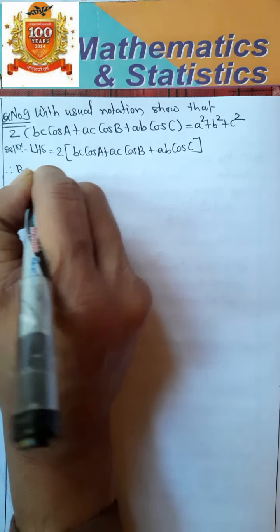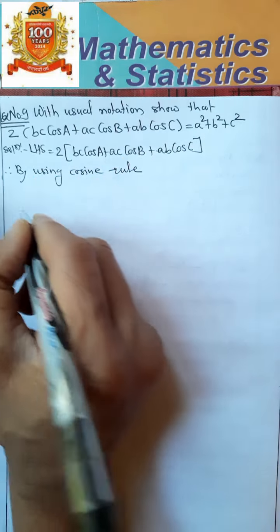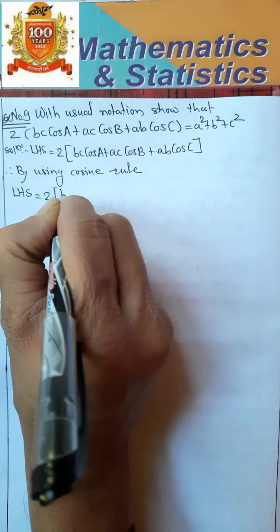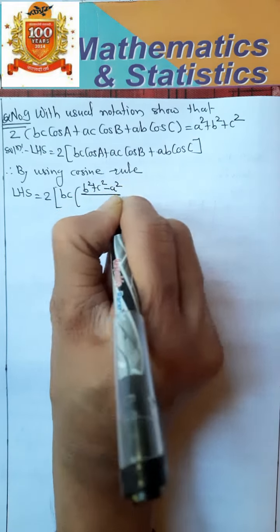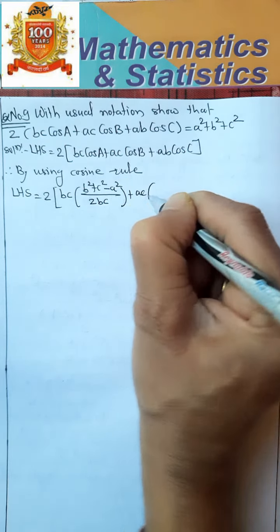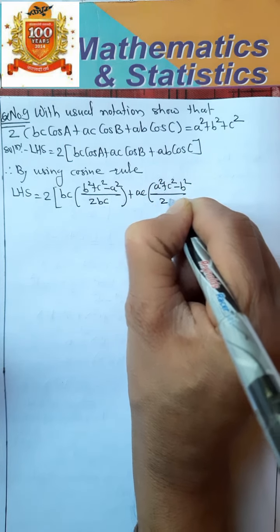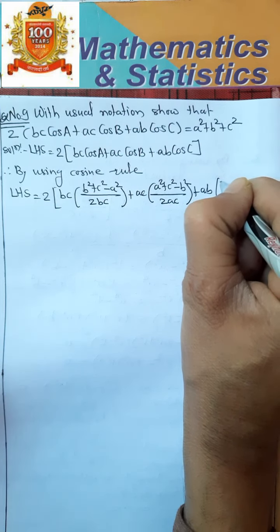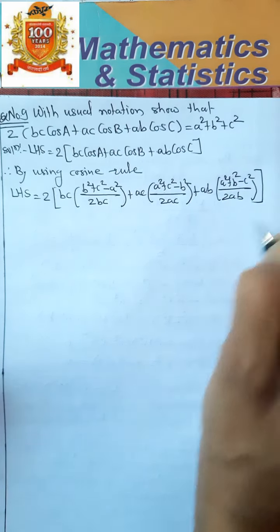Therefore, by using cosine rule, LHS is equal to 2 in bracket BC into B square plus C square minus A square upon twice BC plus AC into bracket A square plus C square minus B square upon twice AC plus AB into bracket A square plus B square minus C square upon twice AB. This is by using cosine rule.